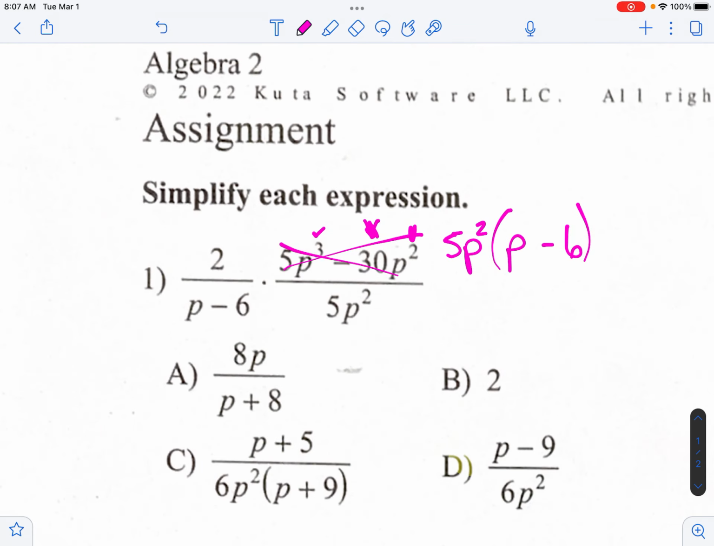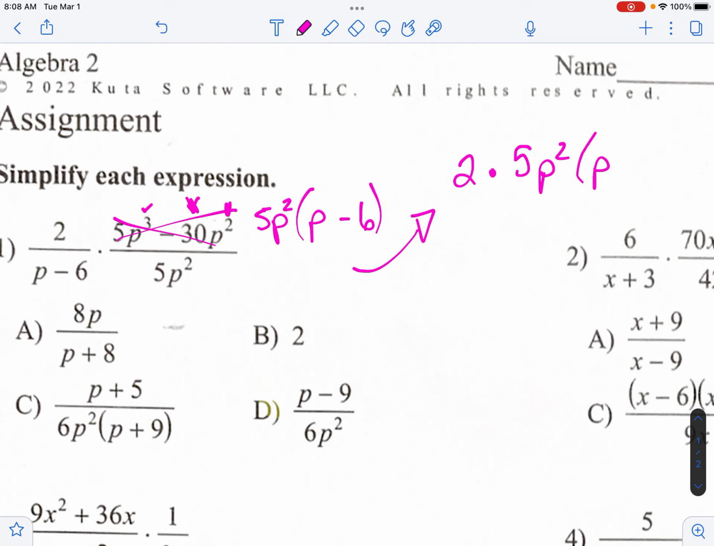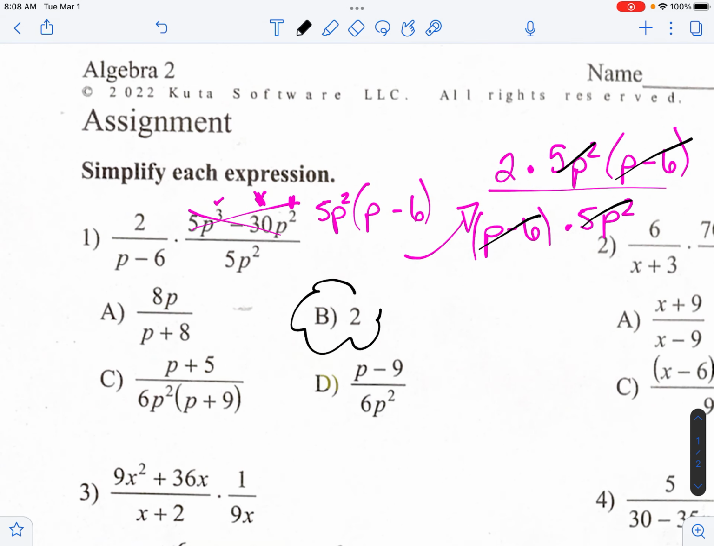Now the reason why I'm doing that is because I'm looking for matches. Since I'm multiplying, I want to make one giant fraction to look like this. So it'd be 2 times 5p squared, p minus 6 on top. Then I have p minus 6 on the bottom. And then I also have 5p squared. And so I'm looking for matches top to bottom. And when I find those matches, I can cross them out. They simplify. So p minus 6 goes away. 5p squared goes away. And that leaves me with an answer of 2.